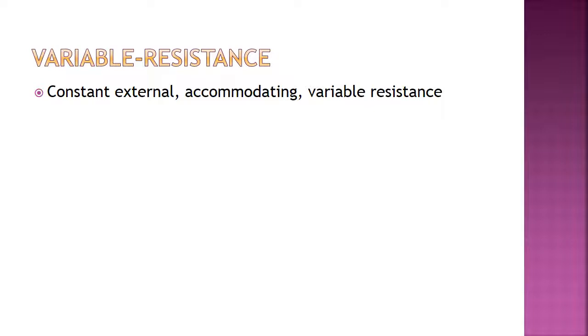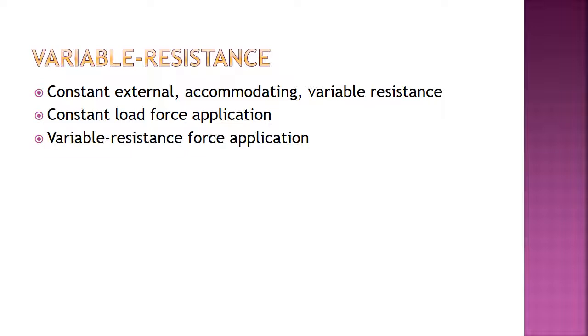So think about when you're doing something like a barbell free weight exercise, like a squat. As you get to the top of the movement, the movement gets easier and easier. What variable resistance does is it looks to make that actually harder at the top.